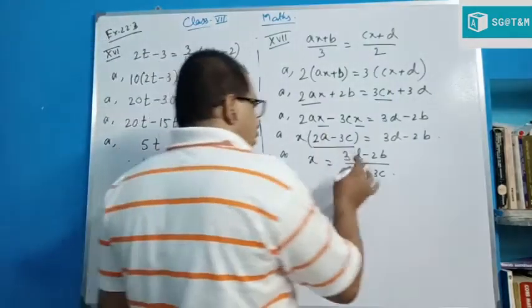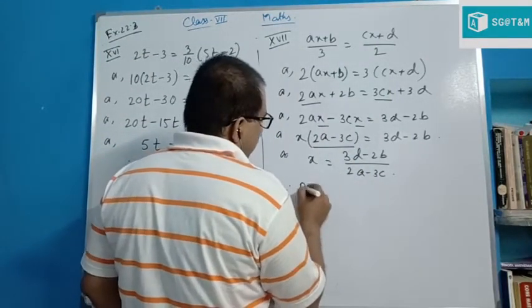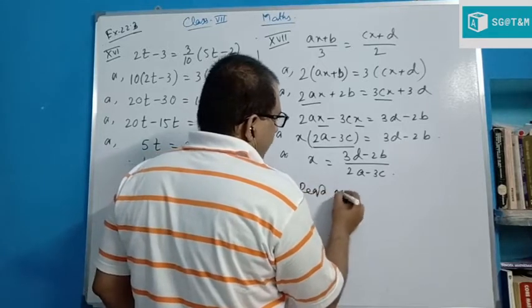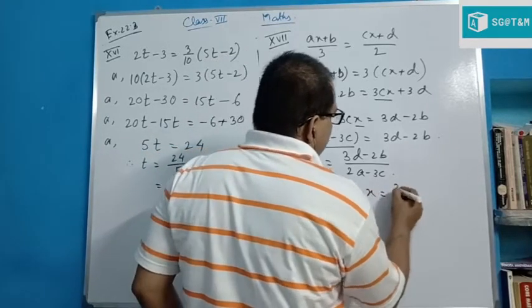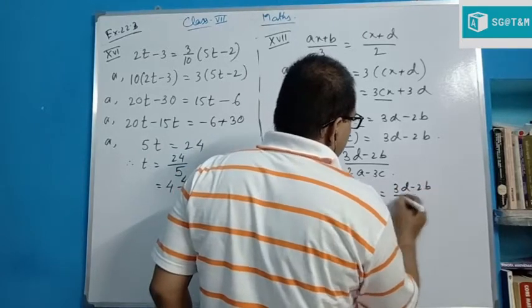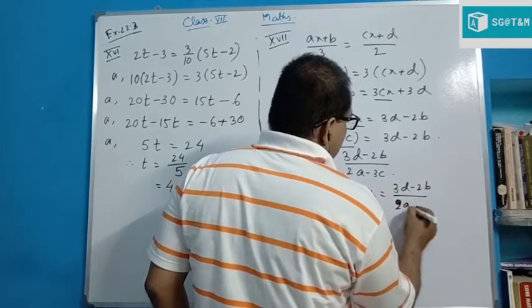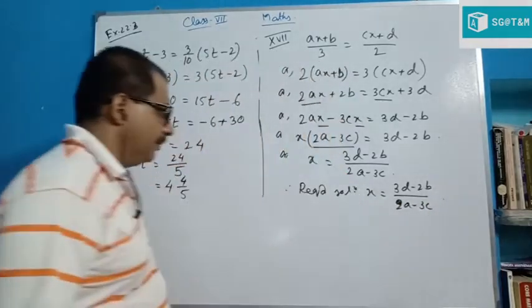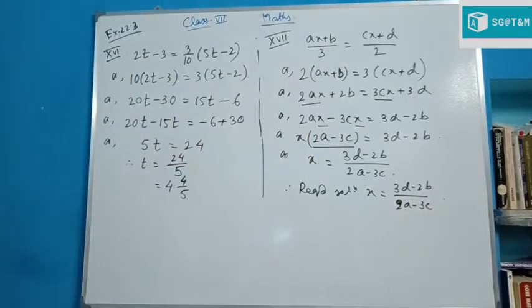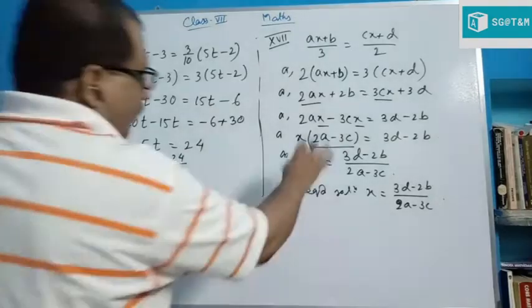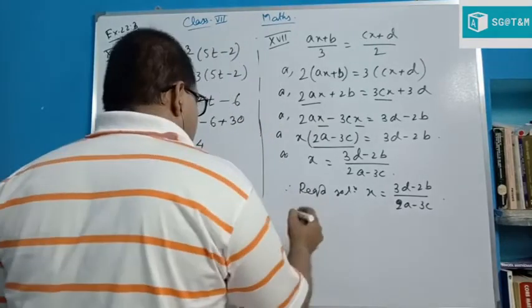Don't worry, this is also the solution. So required solution, x is equal to 3d minus 2b by 2a minus 3c. In this way, another classwork is given in terms of a, b. After that, you follow this, then try to solve another problem.